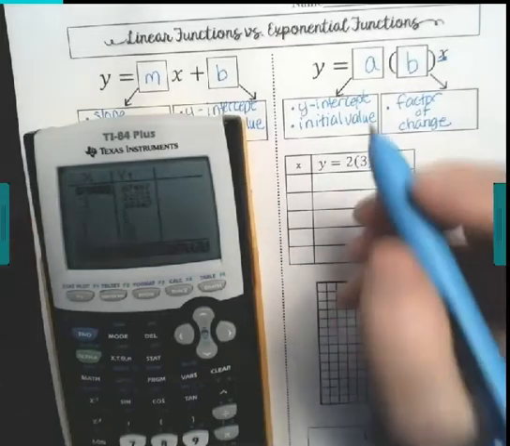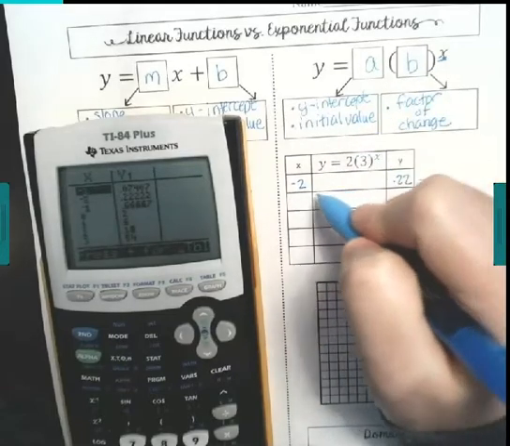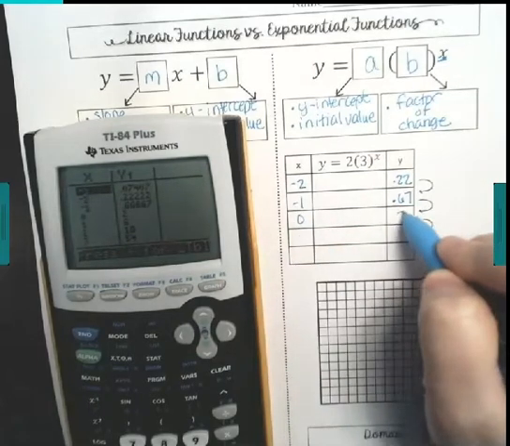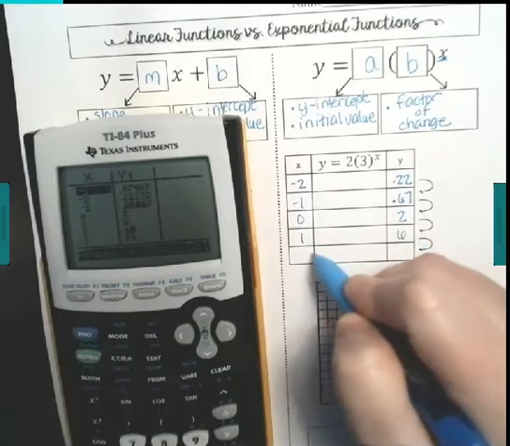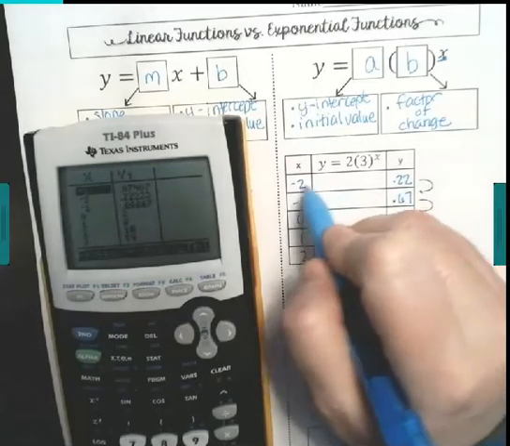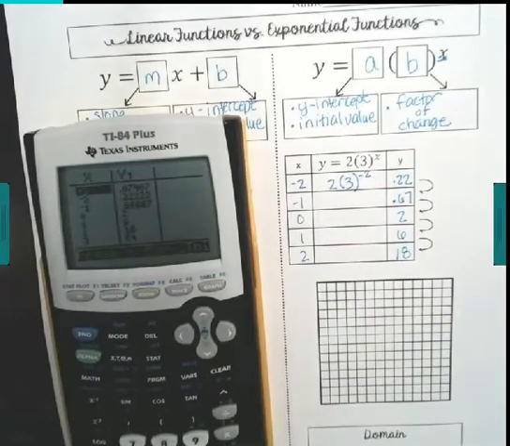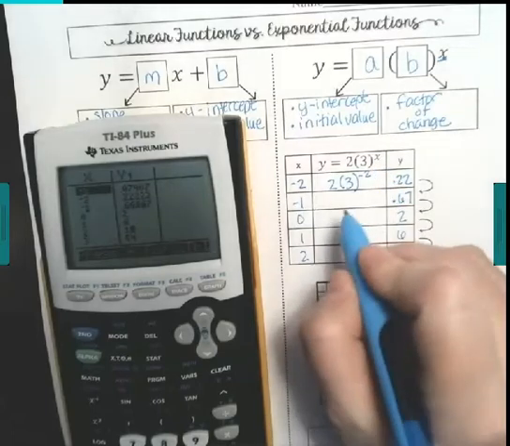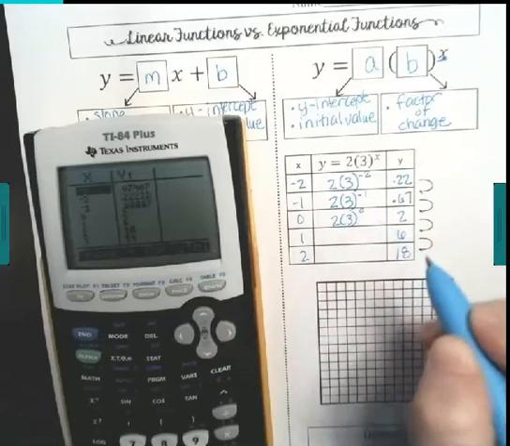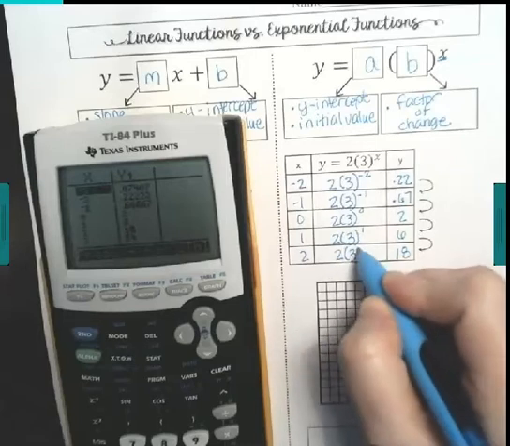And for the same values, we get negative 2, 0.22, negative 1, 0.67, 0, 2, 1, 6, 2, 18. And same with over there, you would make this x value the exponent every single time. So 2 times 3 to the negative 2, 2 times 3 to the negative 1, 2 times 3 to the 0 power, 2 times 3 to the 1, and 2 times 3 squared.